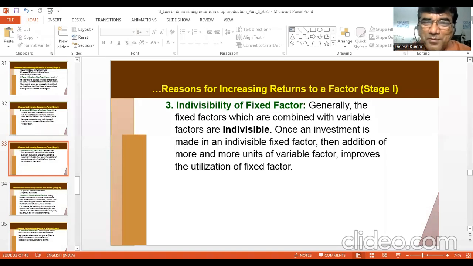I know only this much about this indivisibility of fixed factor. I don't know more about it. So this is just to expose you. Anyway, I will make it more clear next time. Okay, sir. I accept it and I will see it. But at least you got 3 different points to explain the reasons for increasing returns in stage 1.